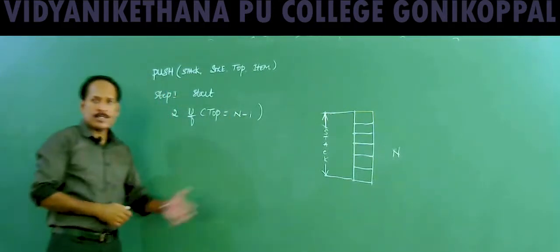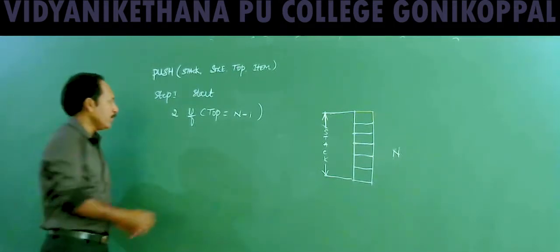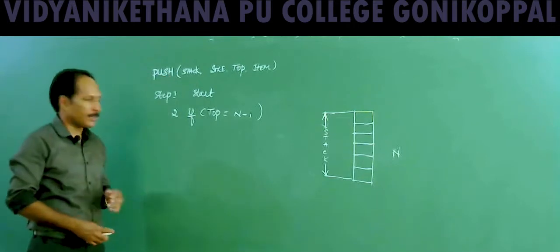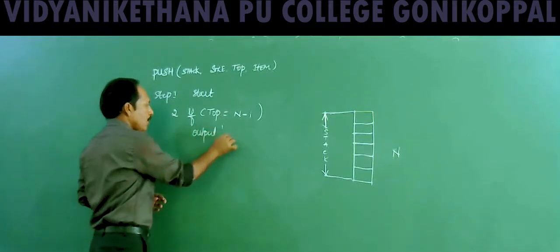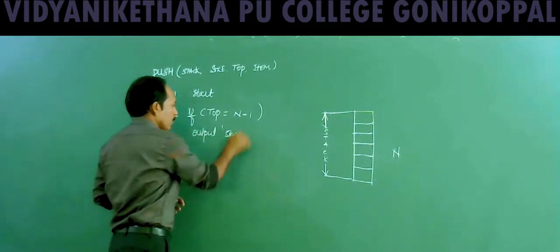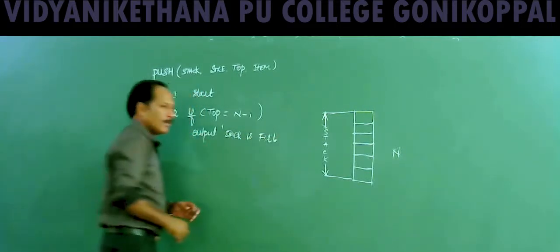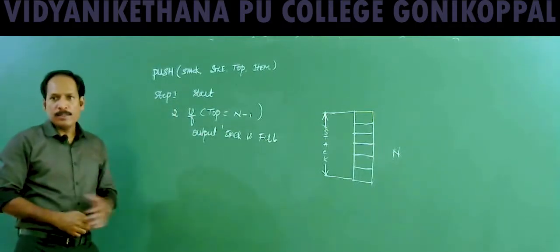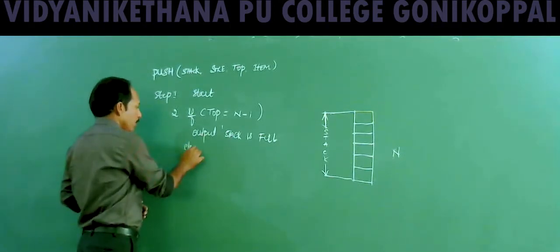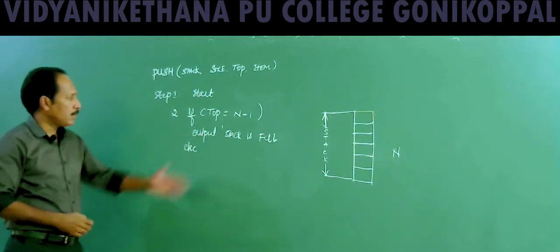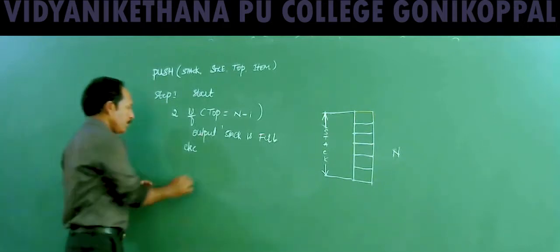What does this condition say? The top is pointing to the upper bound, that is, this array is full. Therefore, we cannot perform the push operation. So you can give a message saying that the stack is full, so that you cannot insert an element. Now what can we do otherwise, in the else case? It is not full, top is not pointing to the upper bound, so it may be any number. Therefore, we insert.